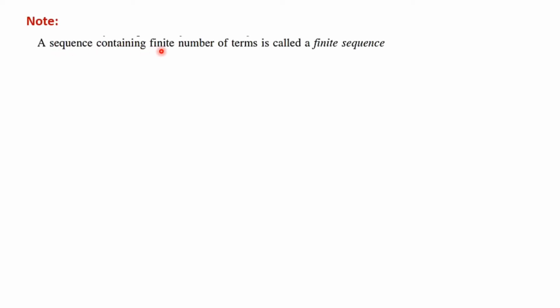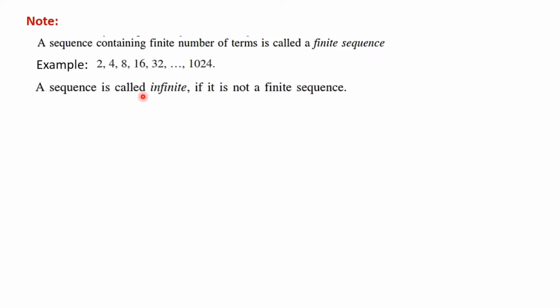There are some important points which we must note. A sequence containing finite number of terms is called a finite sequence. Means the number of terms of a sequence is finite, countable, then it is called a finite sequence. Example 2, 4, 8, 16, 32, etc. up to 1024. So here 2, 4, 8, first term, second term, third term, and the last term also mentioned. So because of that it is countable. Since the last term is there, it is countable. So it is a finite sequence.